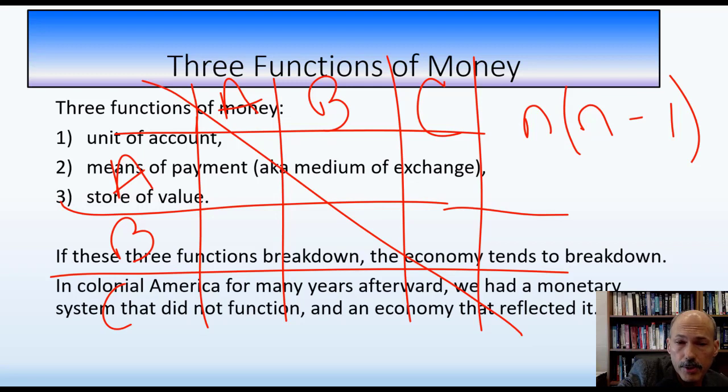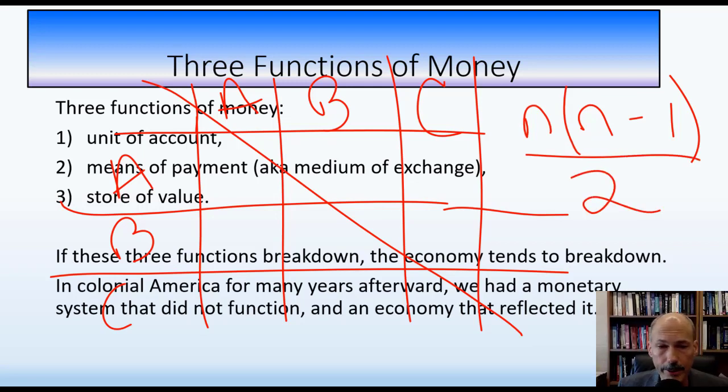And the other thing is, we need to divide this whole formula by two, because the price of apples to bananas is the same as bananas to apples. This is the inverse of the other. So basically, you would have to keep track of N times N minus 1 divided by 2 relative prices in the economy to transact. And that would be extremely cumbersome.